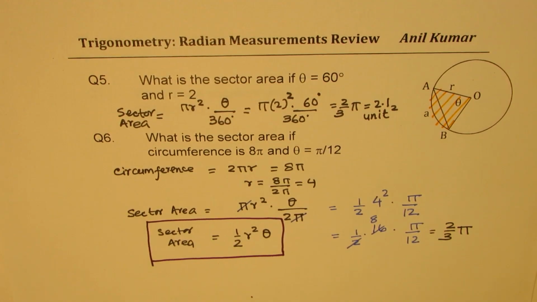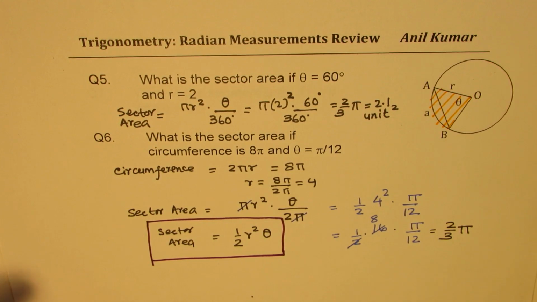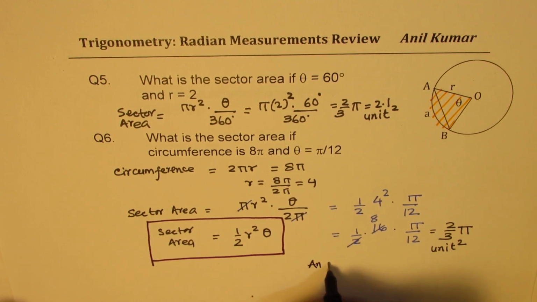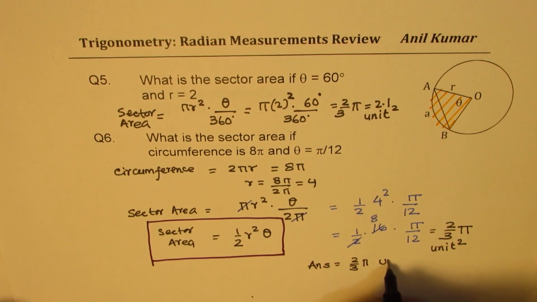So I hope you have copied the formula. Sector area equals half r square theta. It's a very important formula which can help you to find the answer immediately, given the angle in radians. So the unit square will be our units, and we can write this answer as 2 by 3 pi unit square.